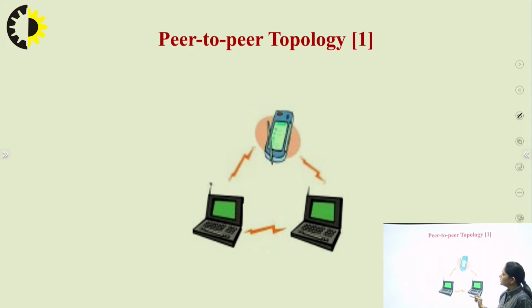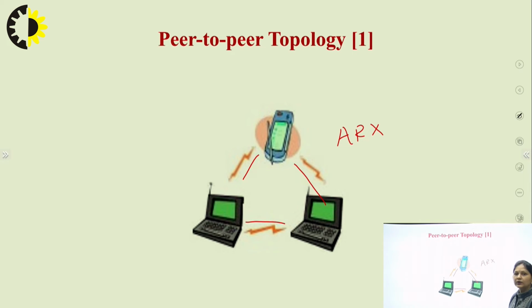This diagram shows how the different peers or mobile stations communicate with each other directly. All are connecting with each other directly. There is no access point in between. No access point is there in the case of P2P technology.